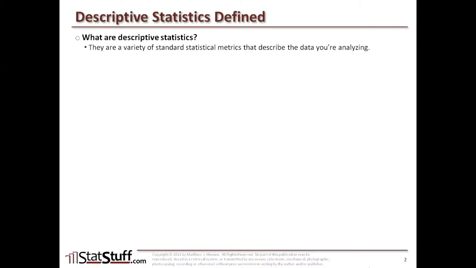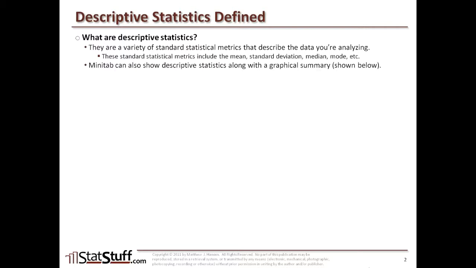Descriptive statistics refer to a variety of standard statistical metrics that are used for analyzing data. Some of the most common ones would include the mean, standard deviation, the median, the mode, and certain things like that, which we've gone over in many other videos in the past.